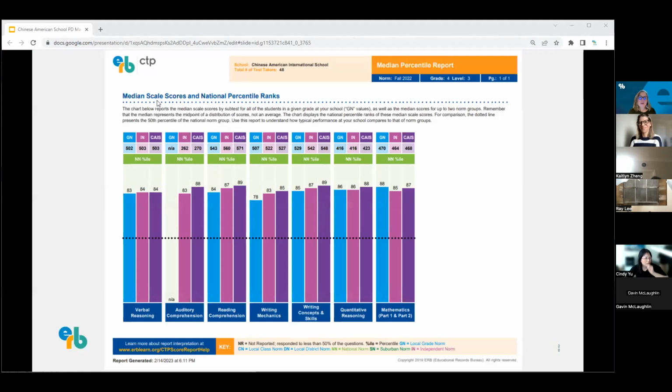So here, there's a lot of colors, lots of little numbers and so forth, but just to give you a crosswalk of what we're looking at: each of the subtests is down here at the bottom. Right now we're looking at level 3, so this would be grade 4 students. GN represents the group norm, so that's your particular group at school. IN is the independent norm. And then CAIS is the California Association of Independent Schools, not to be confused with the name of your school. Your school on this chart is represented as GN, and NN represents the national norm.